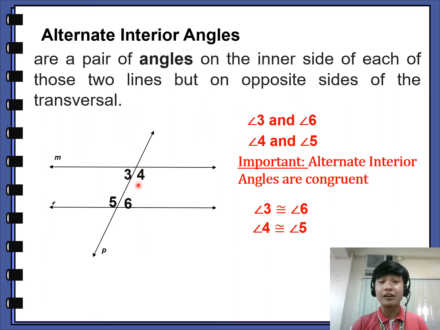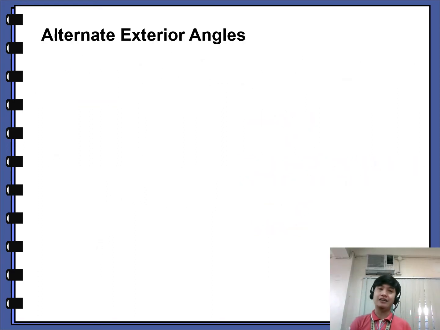Yun din ang scenario ni angle 4 and angle 5. So, yan po yung ibig sabihin ng alternate interior angles. This time naman, ating pag-usapan yung alternate exterior angles. So, kanina, alternate interior angles. This time, we have the alternate exterior angle.